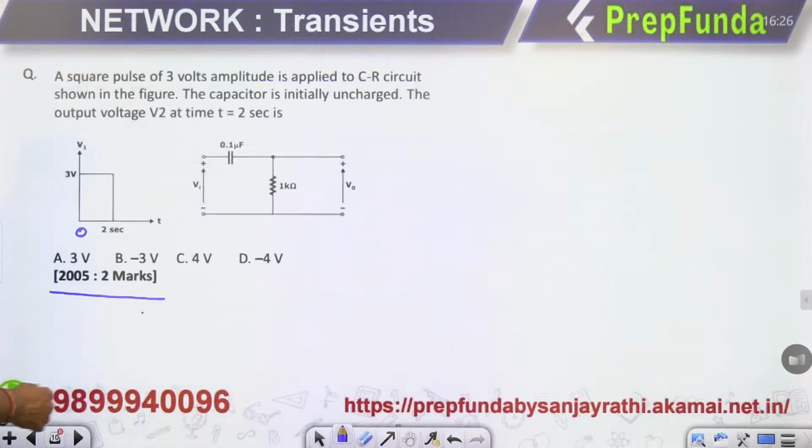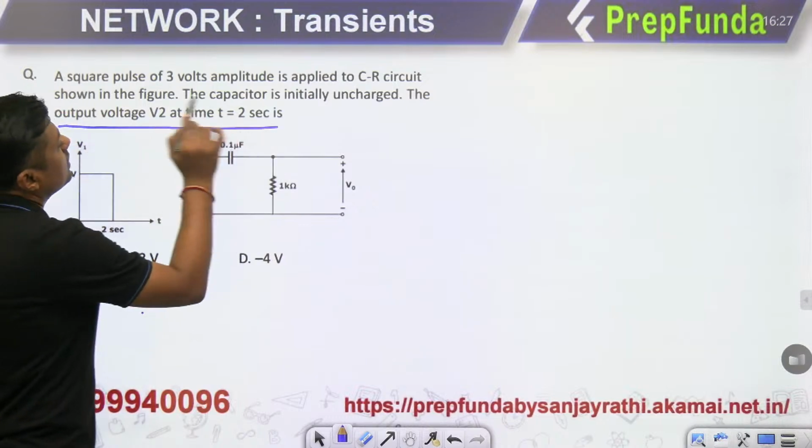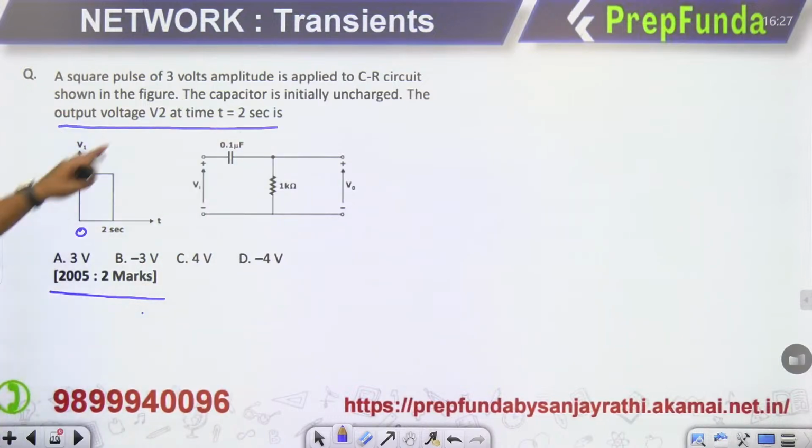To answer this question, what is the question here? The capacitor is initially uncharged. The output voltage V2 at time t equal to 2 seconds is. V2 means output voltage. So this is the minus 3 volt.